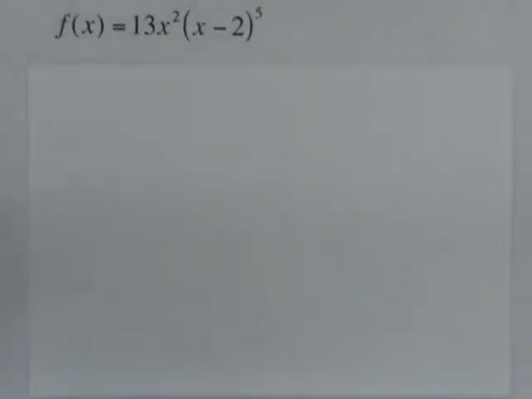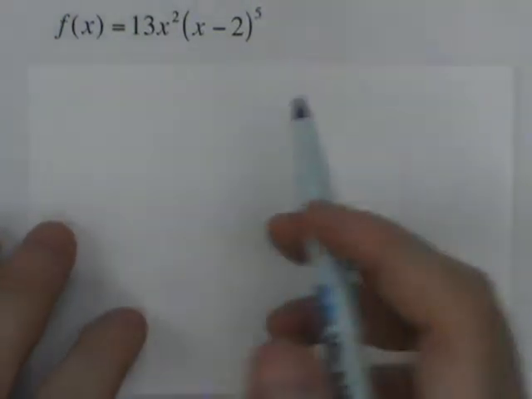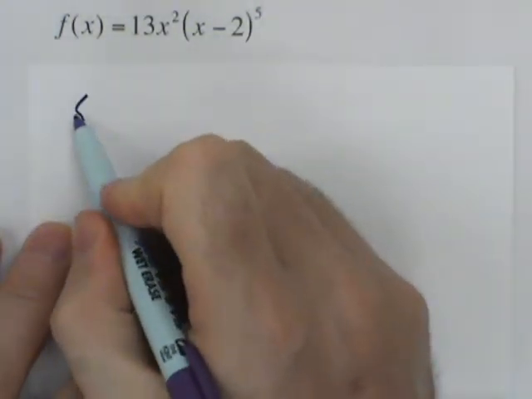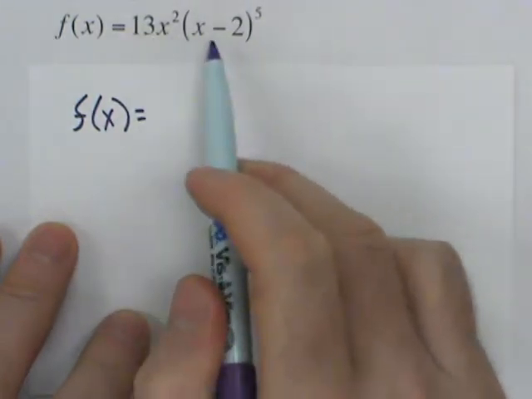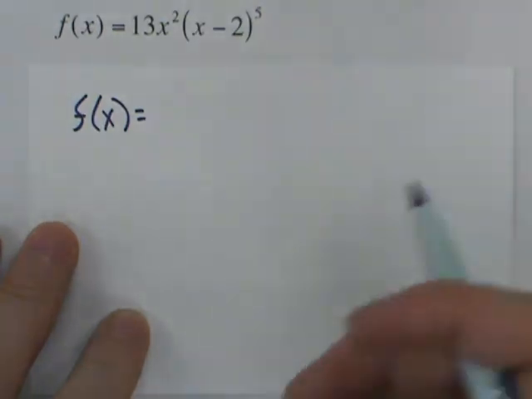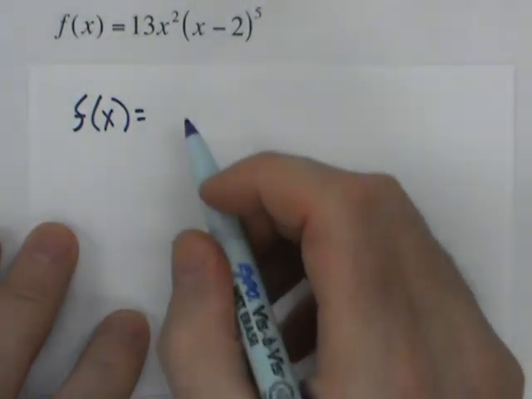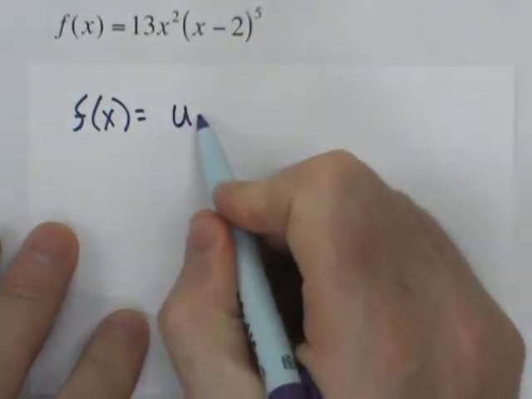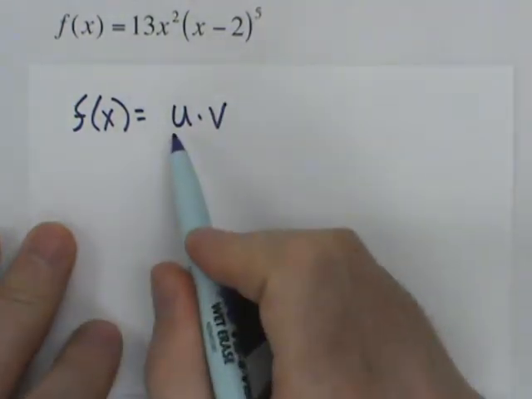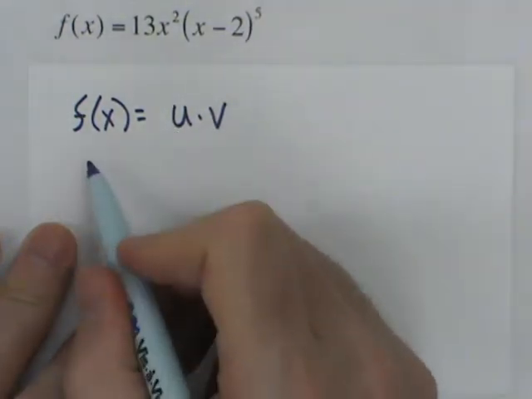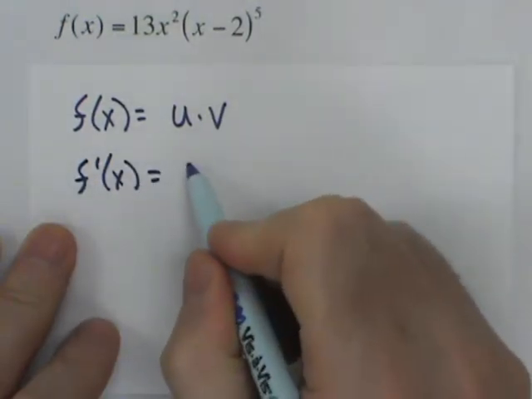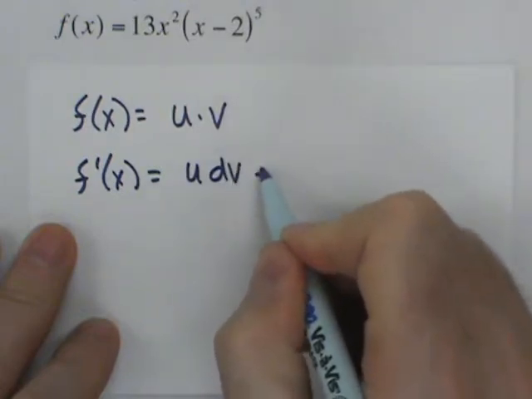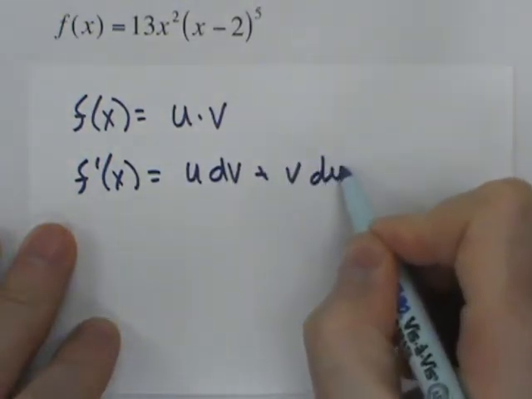Our first example of taking a derivative using the product rule. The product rule, the way I learned it, always says this. If you have f of x and you break your function into a product of two smaller parts, like a composite of two functions, you can say u times v. If you can break it down into a product of u and v, then the derivative, f prime of x, would be u dv plus v du.